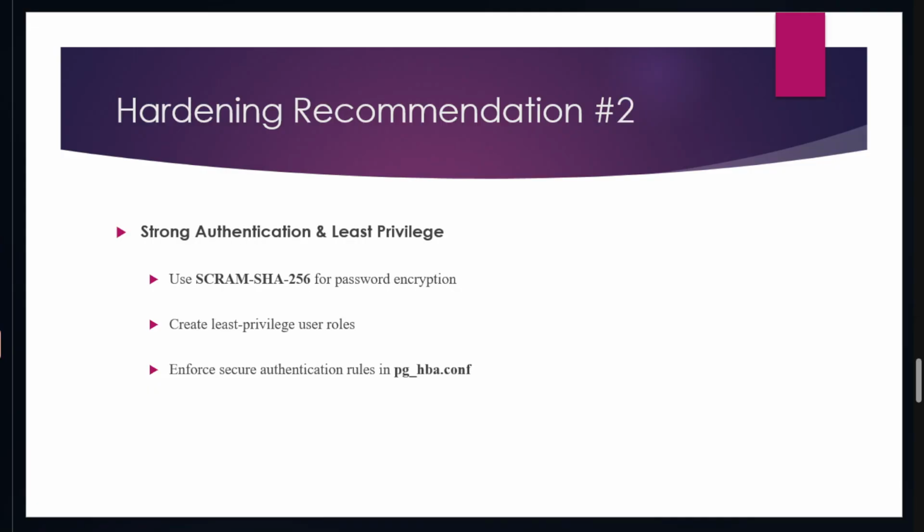And then hardening recommendation 2. This recommendation focuses on strengthening authentication and limiting user privileges, two major parts of keeping a database secure. First, use SCRAM-SHA-256 instead of MD5 for password encryption. SHA-256 offers modern, stronger hashing and adds an extra layer of protection against brute force and replay attacks. This can be enabled in the postgresql.conf file under the password_encryption setting.